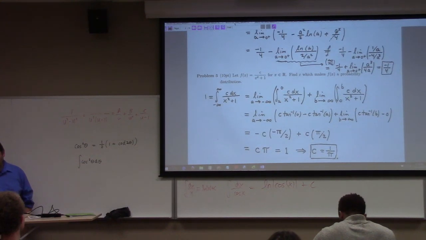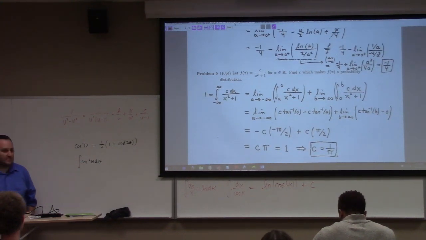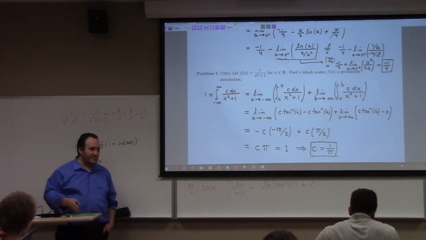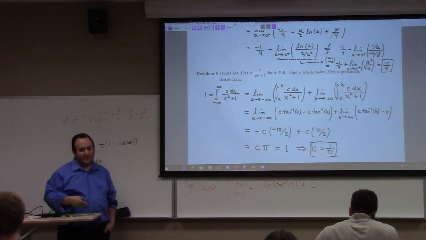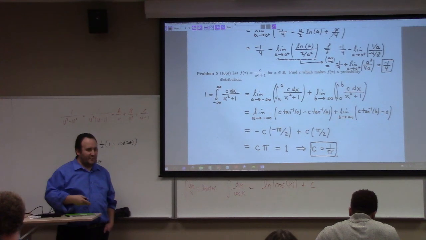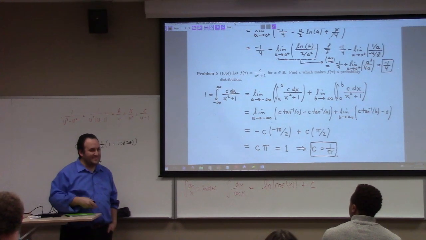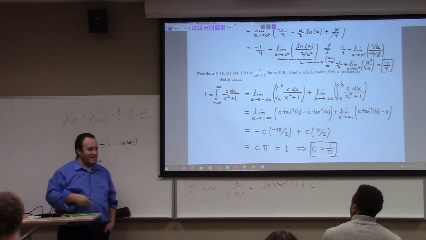What's a probability distribution? All that means is the integral from minus infinity to infinity of your function is 1. And also, if I give you a probability distribution which has negative values in certain places, you should probably question my question writing skills, right? Because probability should be positive, and it should be less than 1.